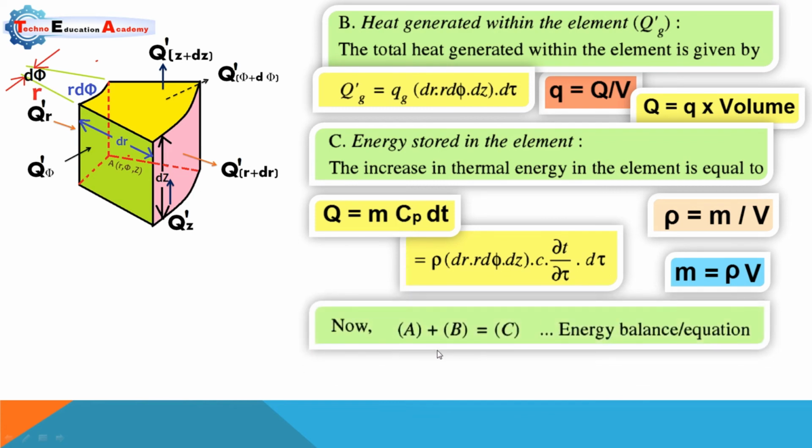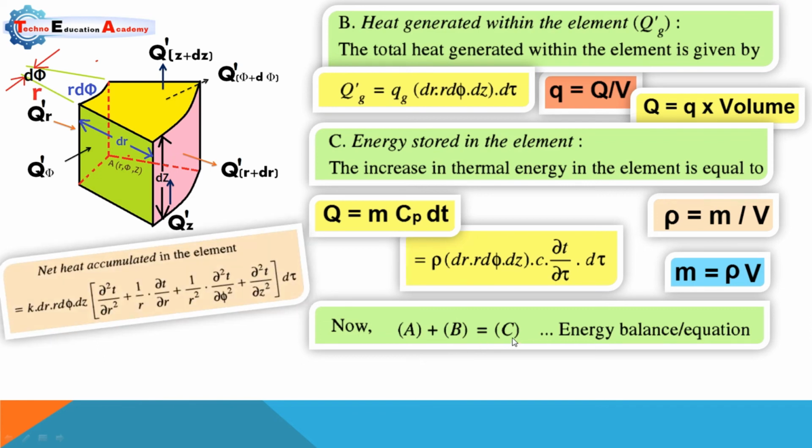Now according to the energy balance equation, we know that A plus B equal to C. A means net heat accumulated in the element, B means heat generated in the element, and C equals energy stored in the element. So we will put the value of A, B and C from the previous slide.